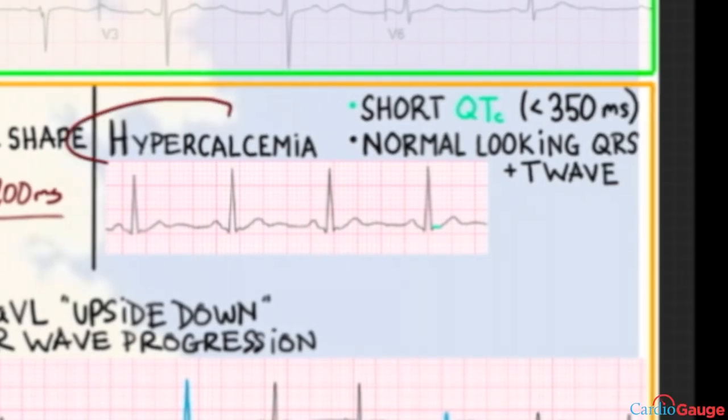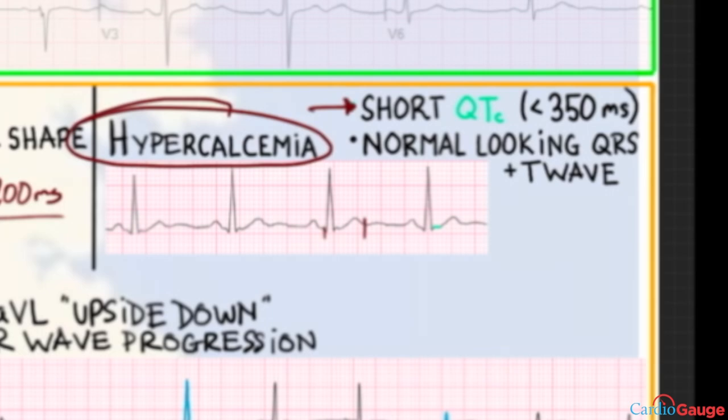Let's do hypercalcemia. Feature is short QTc, and this has got a short QT right there. The ST segment itself is very short. Other features of hypercalcemia is you got this short QTc, but you've got a normal looking QRS and T wave. It all looks good, except it's scrunched into a shorter time interval.